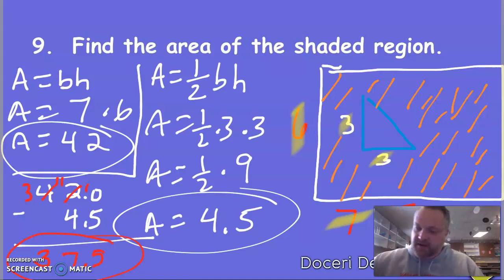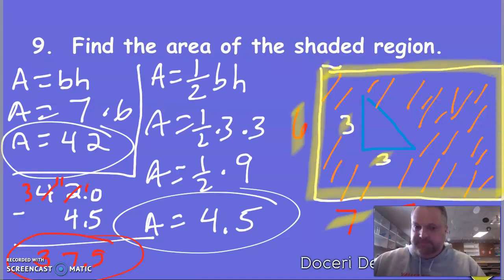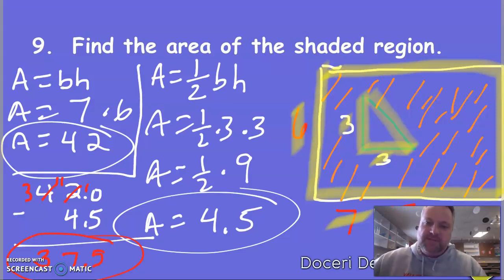First, I found the area of the entire rectangle. Then I found the area of just the triangle, and I subtracted the triangle from the rectangle, and that gave me just the part that is shaded. And that's how you do a problem like that.